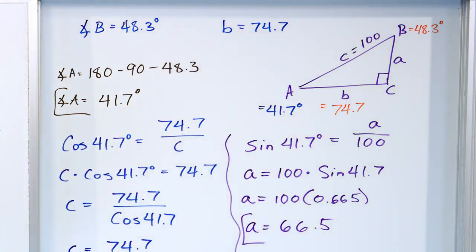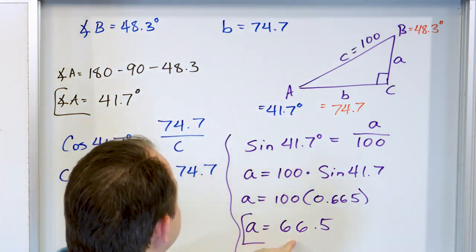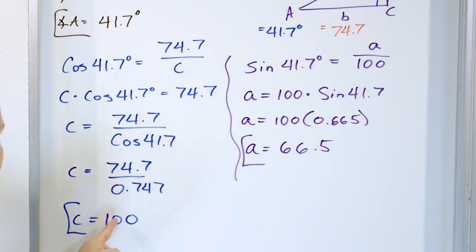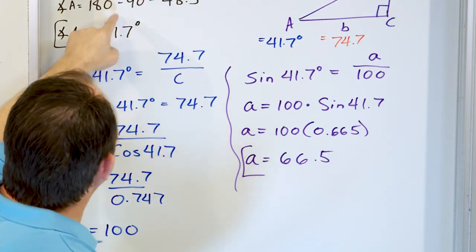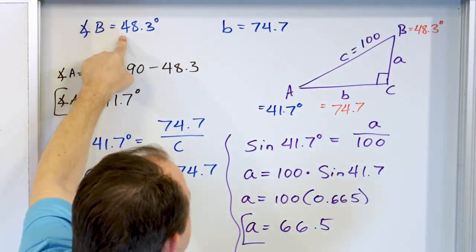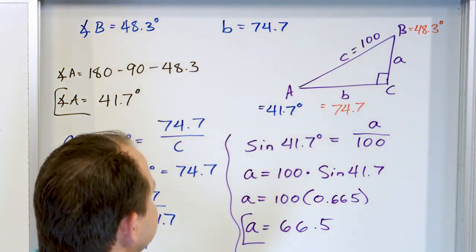Now let's double check ourselves. For the sides, A is 66.5, B is 74.7, C is 100. And for the angles, angle A is 41.7, angle B is 48.3, angle C is 90. So we've solved the triangle.